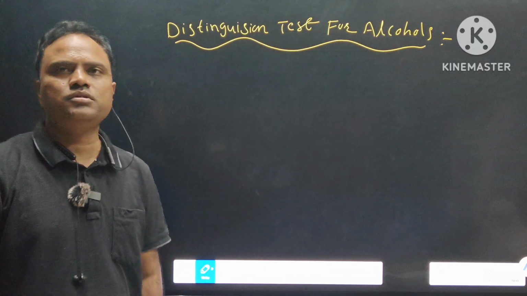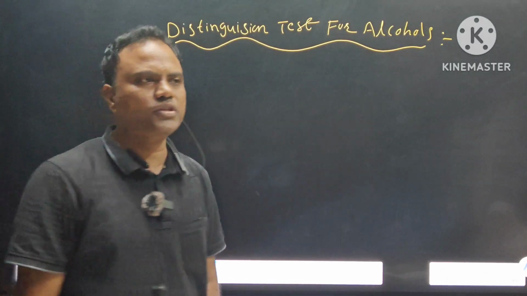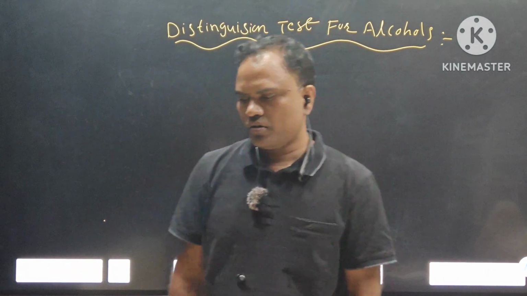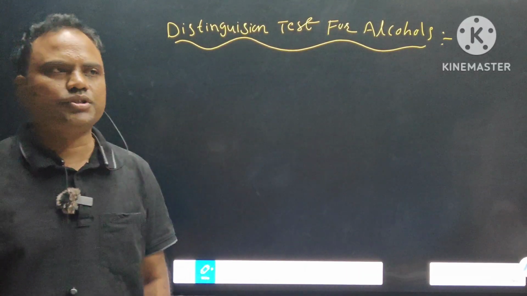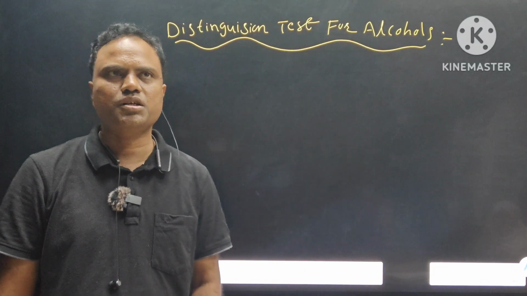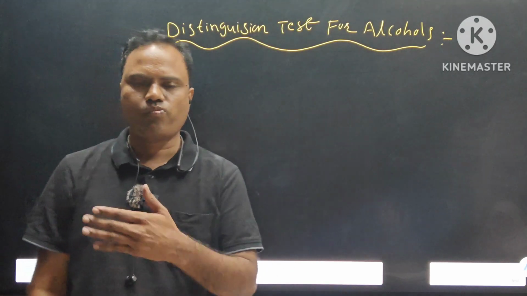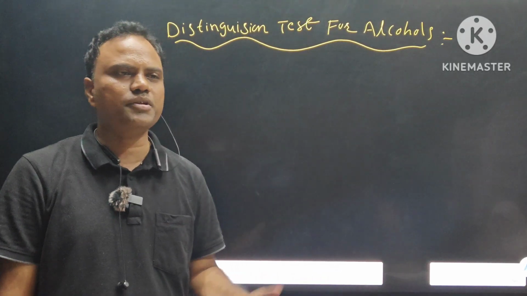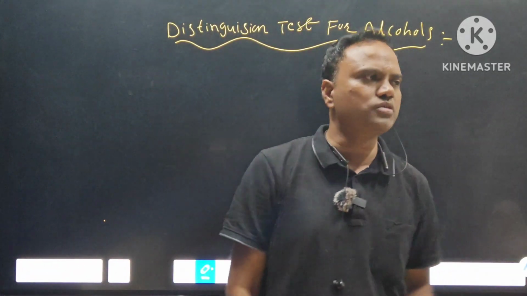Next, distinguishing tests for alcohols. What is the meaning of distinguishing? Separating primary, secondary, tertiary alcohols. This word is used for the similar functional group, among all types of alcohols: primary, secondary, tertiary. The word identification is used between different functional groups.